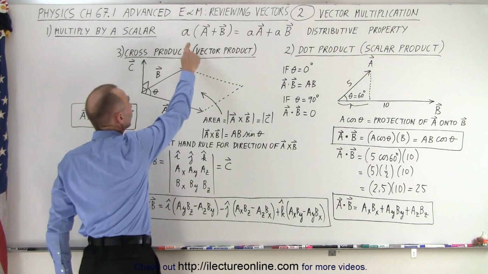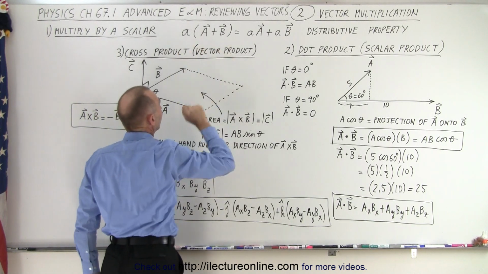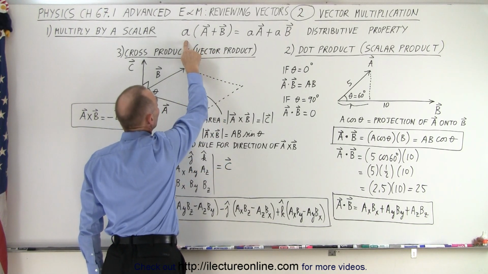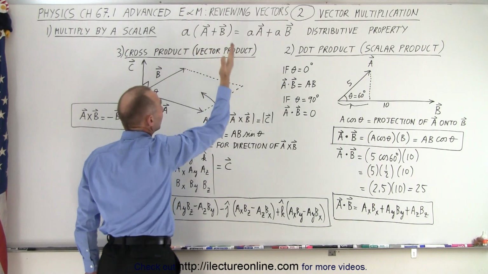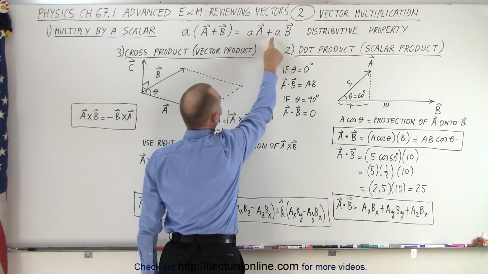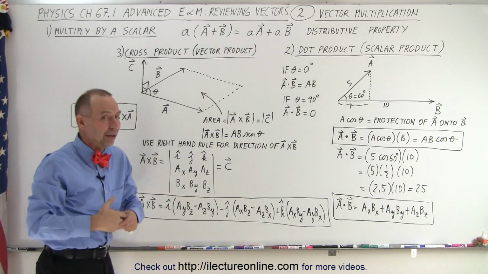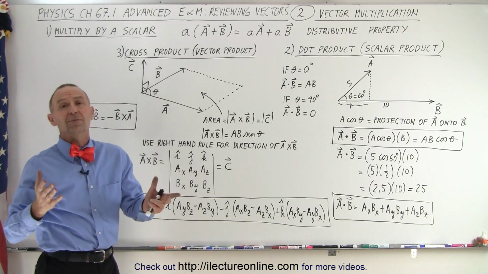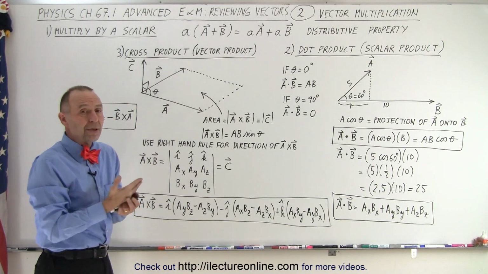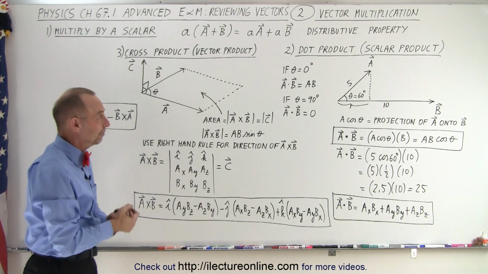Let's say that a, small a here, represents a scalar, and we're multiplying times the sum of two vectors. Notice that a multiplied times A plus B, A and B being the vectors, we can simply write it as a times the vector A plus a times the vector B. In other words, we can use the distributive property. Multiplying by a scalar is very simple. If the scalar is 3, that means we simply multiply the length of A and the length of B by the number 3. Simple enough.